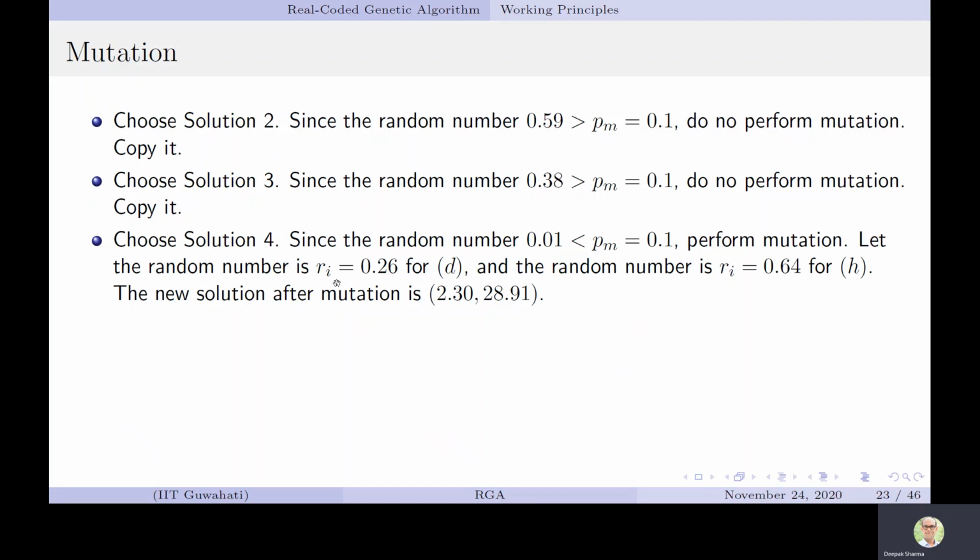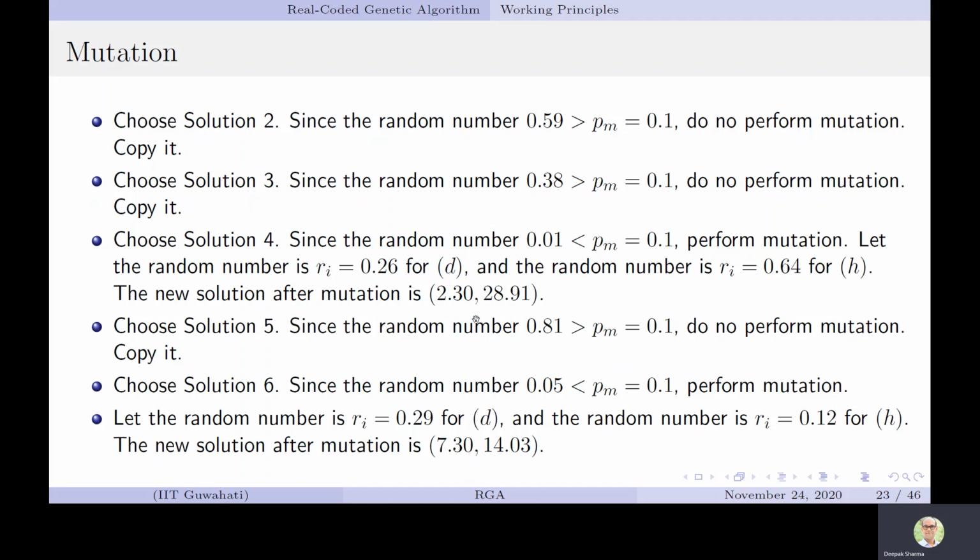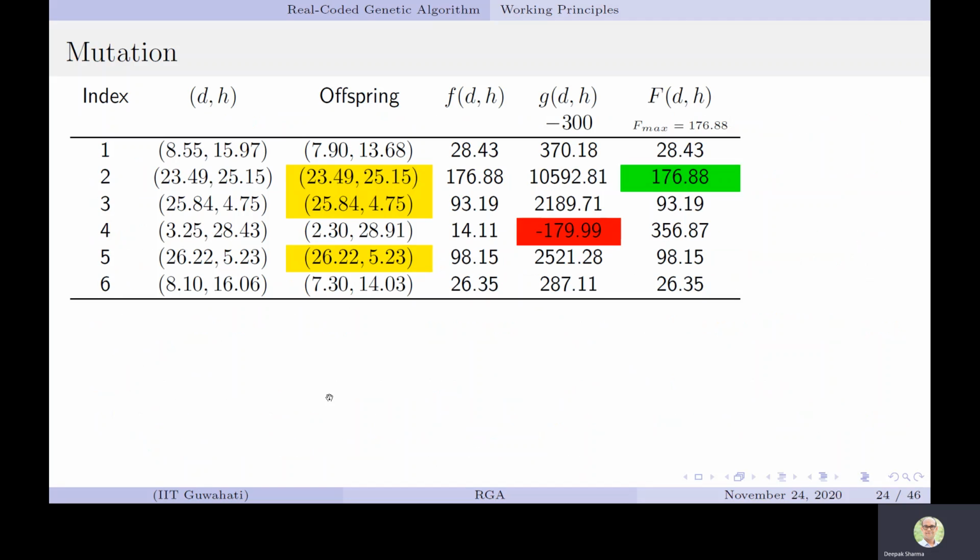As we remember, we are generating the Ri for the diameter, similarly Ri for the h. So the Ri are given, and then we can calculate the delta I value for the diameter and then the height. We can get a new solution as given here. Number 5, again, the random number is greater than PM. We do not perform the mutation, we copy it. And for solution 6, since the random number is smaller than PM, we perform the mutation. Again, we are generating a random number Ri for the diameter and another random number for the height. We get a new solution after mutation.